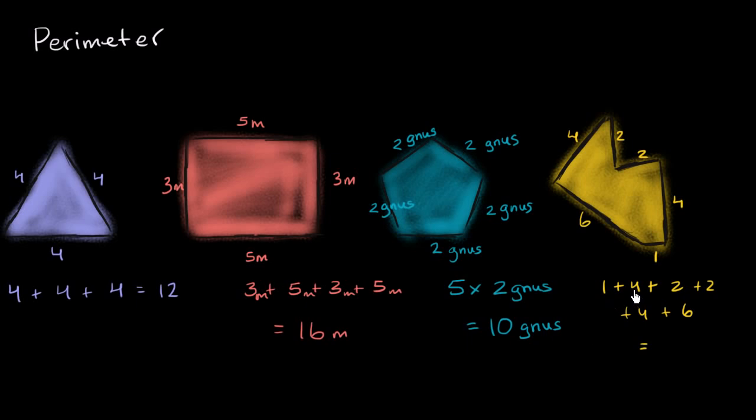1 plus 4 is 5, plus 2 is 7, plus 2 is 9, plus 4 is 13, plus 6 is 19. So this figure has a perimeter of 19 in whatever units these distances are actually given.